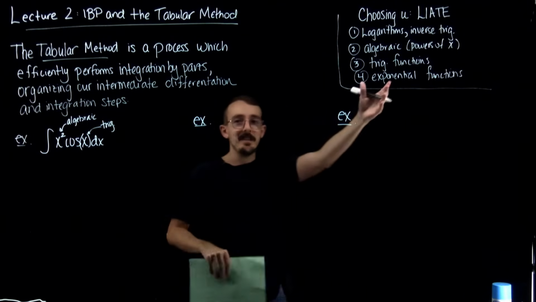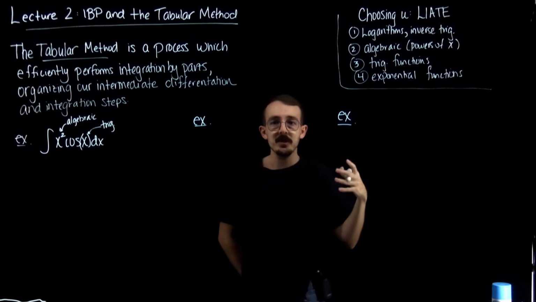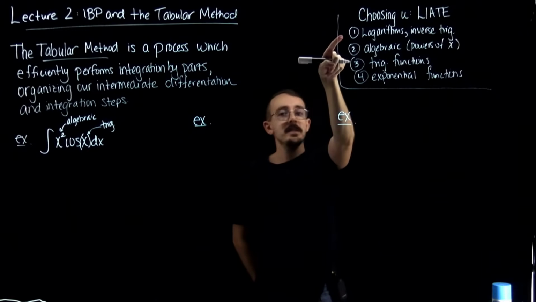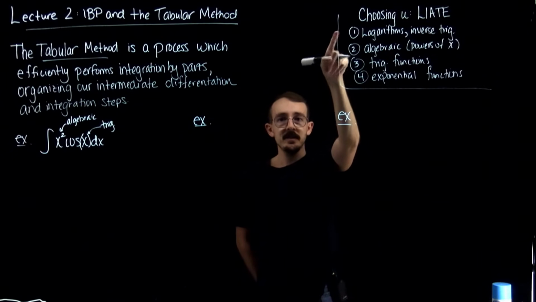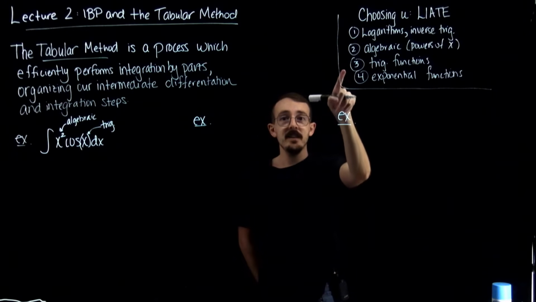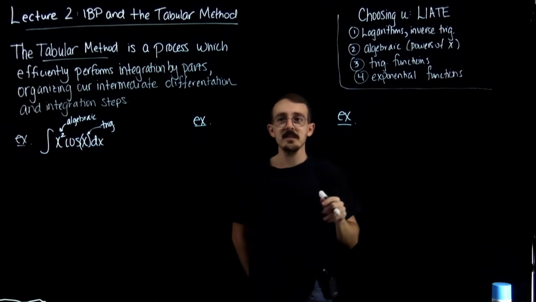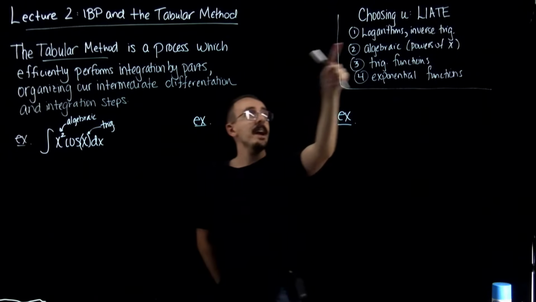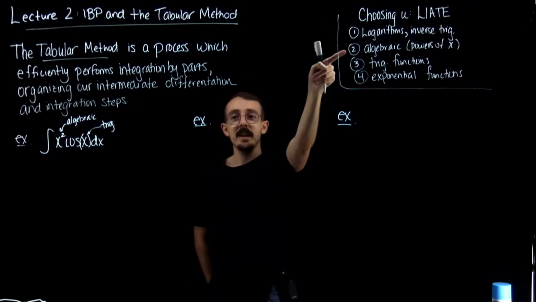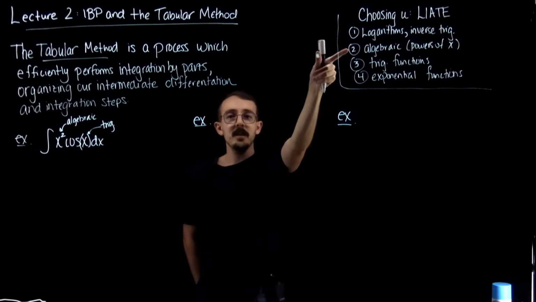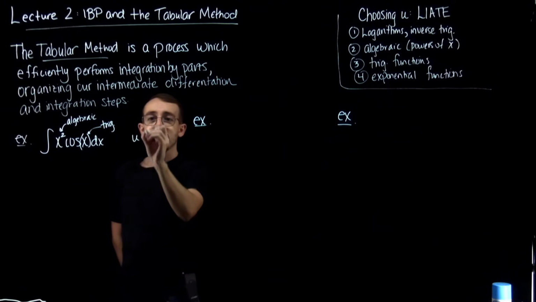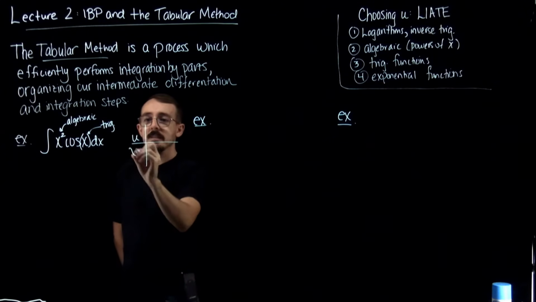Over here, I was nice enough to give us a summary of how to choose u. I have the mnemonic here, LIATE: logarithms and inverse trig functions are chosen first, then algebraic objects, then trig functions, and finally the last thing you would choose are exponential functions. If I look over here, I do not have any logarithms or inverse trig functions. However, I do have an algebraic thing, x squared. Because it's the first one on this list, that's going to be my choice for u. So u is going to be x squared.